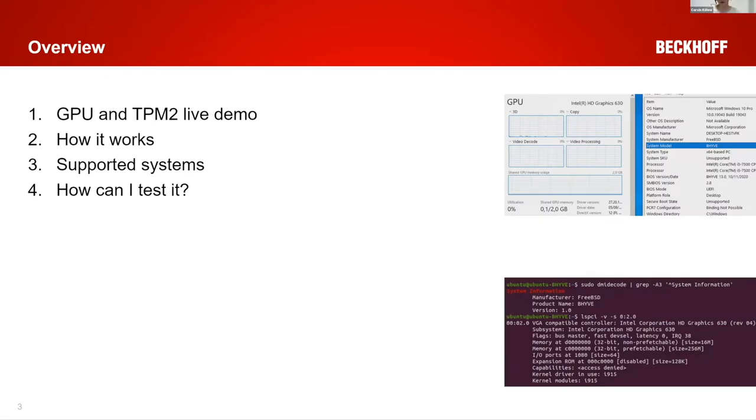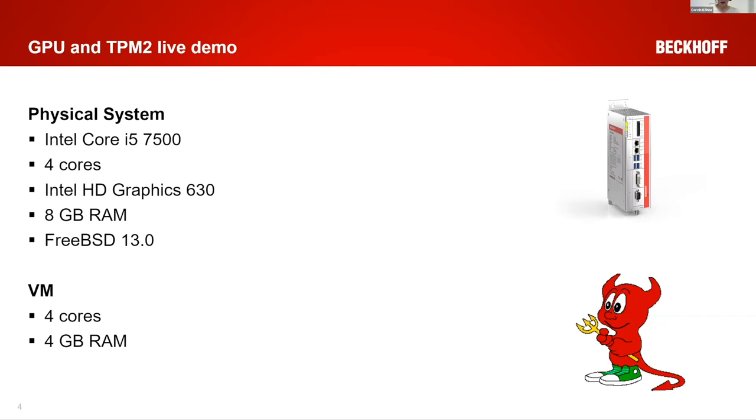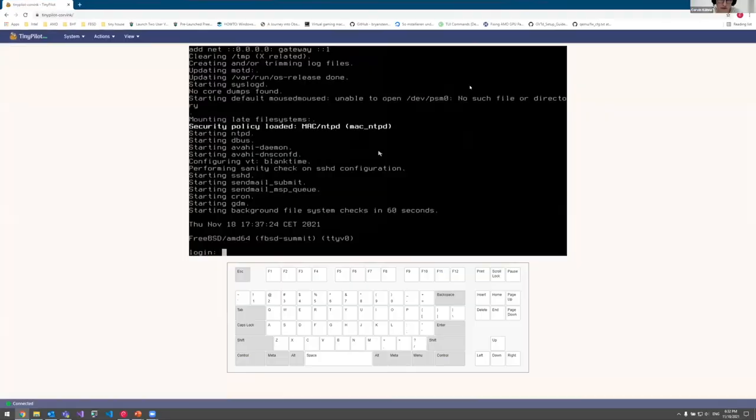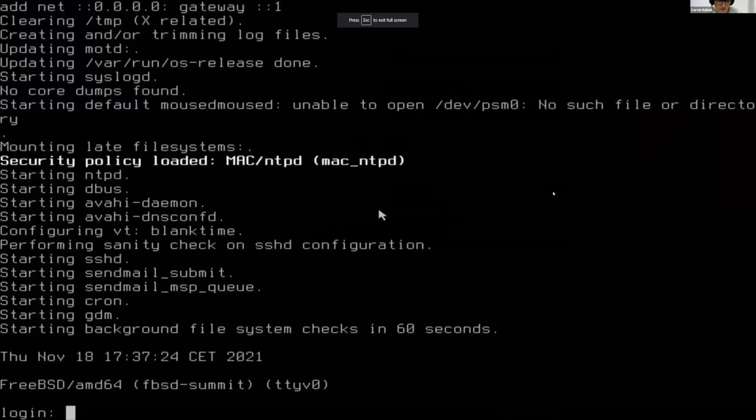First of all, I want to give you a live demonstration of how GPU and TPM2 Passthrough works. After that, I will explain how it works, then which systems are supported, and last but not least, how you can test GPU and TPM2 Passthrough. My physical system, which I'm using for the live demonstration, is an industrial PC from Beckhoff Automation. It uses an Intel Core i5 processor, and the operating system is based on FreeBSD 13. Okay, so let's start with my live demonstration. For the live demonstration, I'm using a KVM switch, which is connected to my industrial PC.